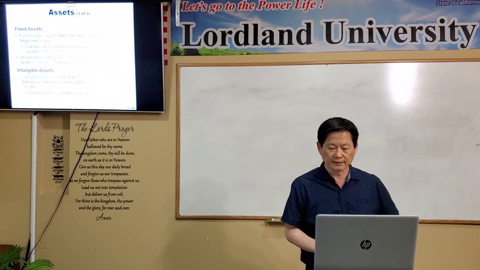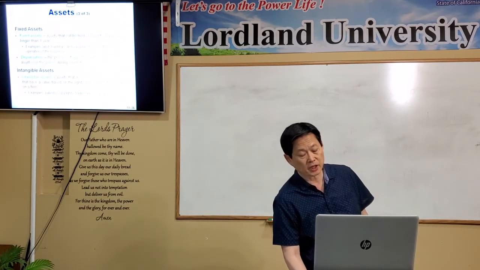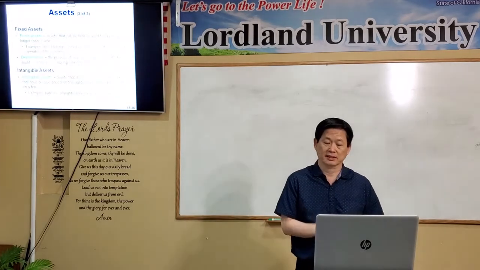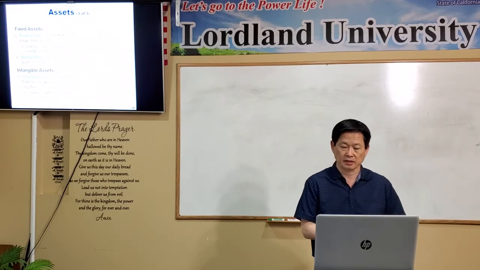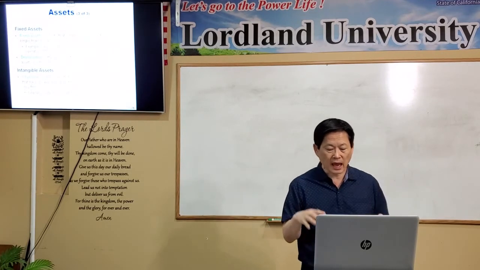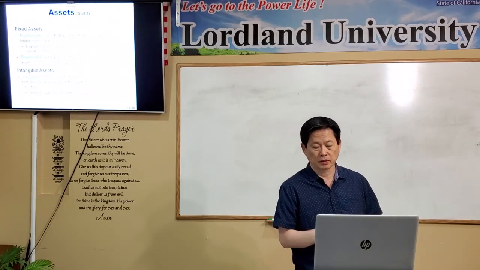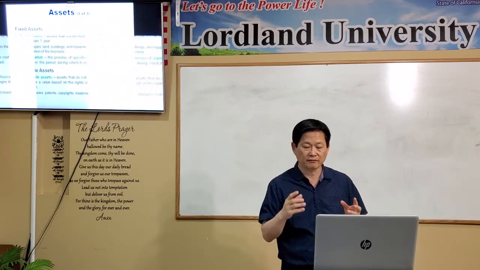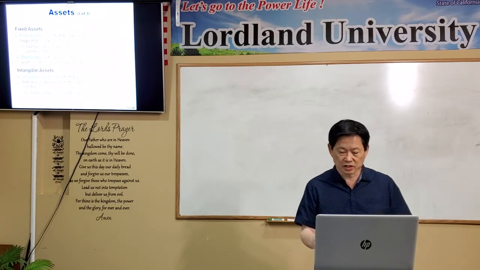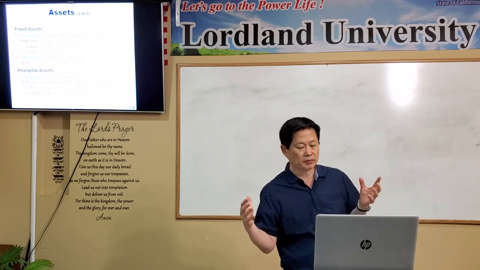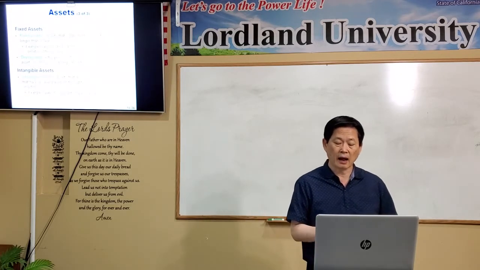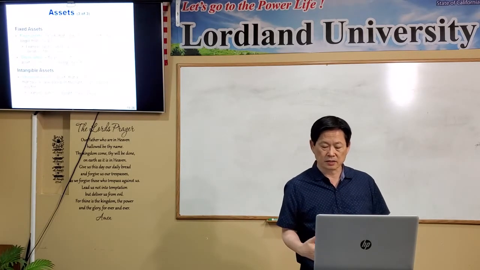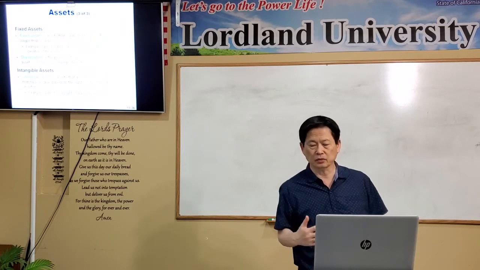Intangible asset. What is the meaning of intangible? Intangible is not touchable, does not exist physically, but has a money value based on the rights and privileges it confers on the business. Examples of intangible assets are patents, copyrights, trademarks, brands, and goodwill.